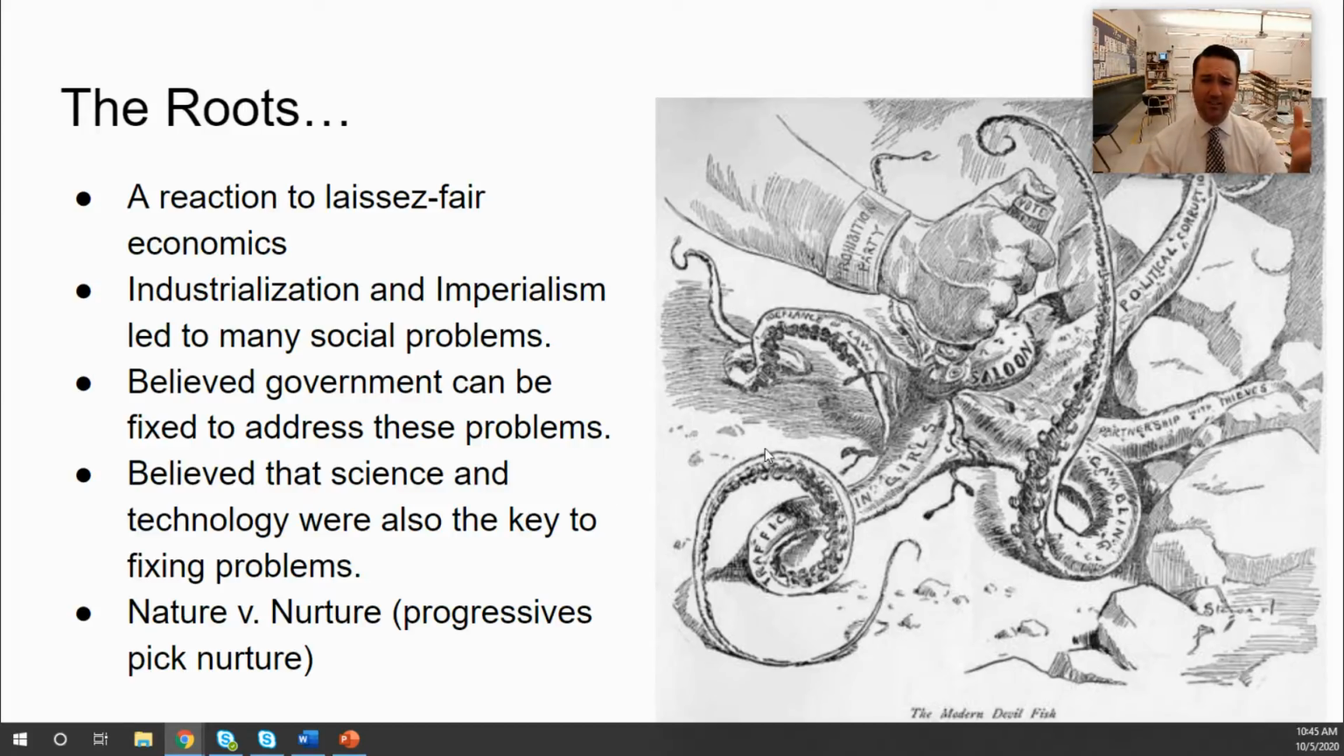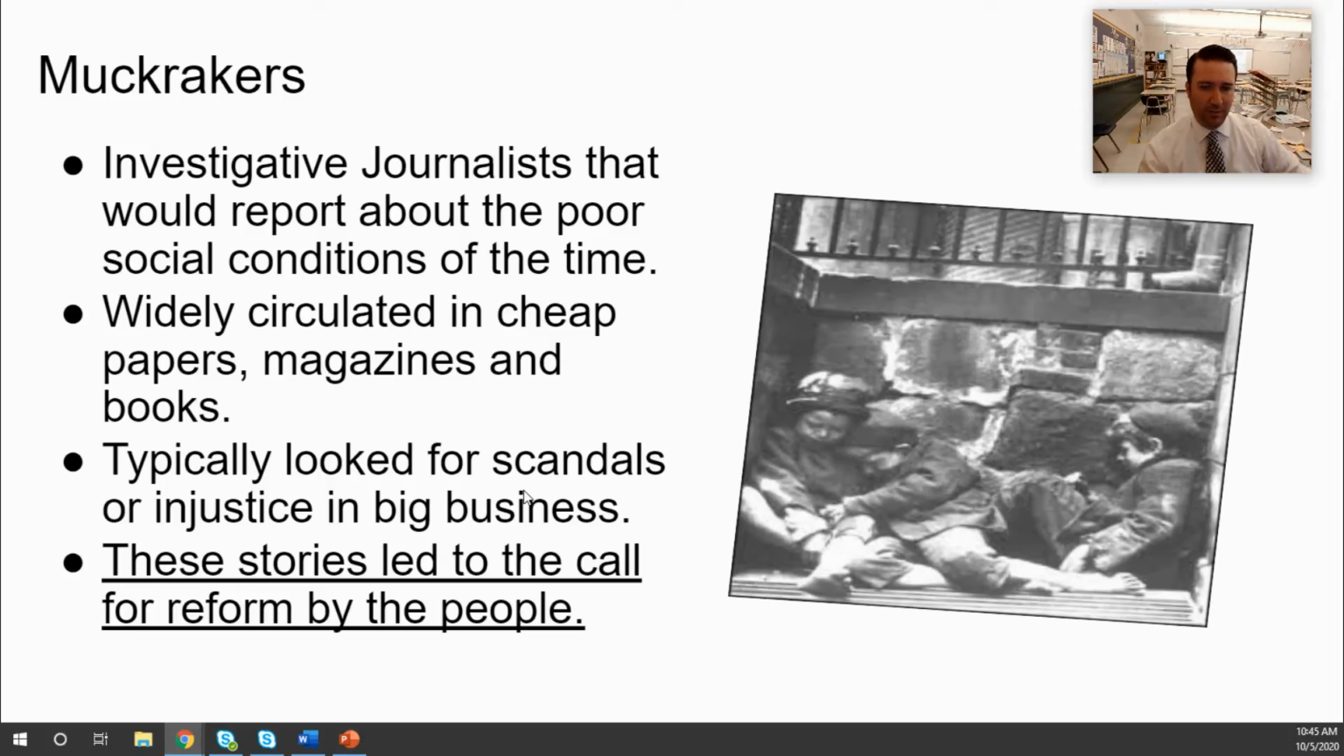Those are things that progressives would see and say that we have to change the conditions that force people or make people want to drink. If we change those conditions in the environment itself, then we can change the person. So that's something else in how they view the world.